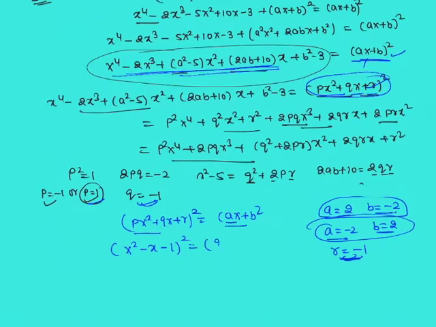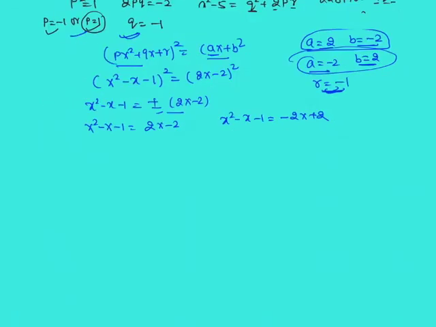So we will get as 2x minus 2 whole square, where x square minus x minus 1 we will get as plus minus 2x minus 2. If I take plus 2, so we will get as x square minus x minus 1 equal to 2x minus 2, and if I take minus, we will get as x square minus x minus 1 equal to minus 2x plus 2. From here we will get x square minus 3x plus 1 equal to 0.